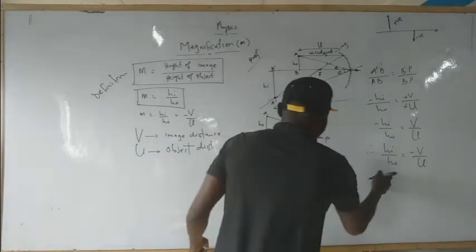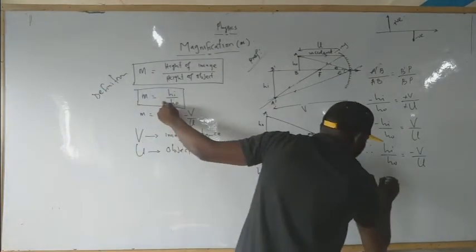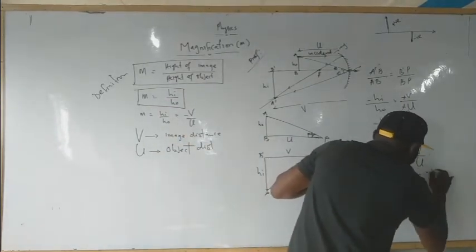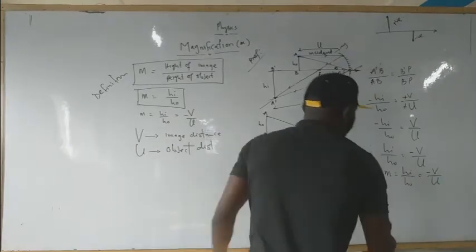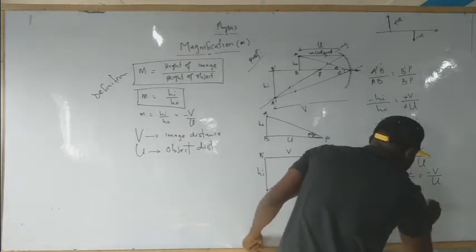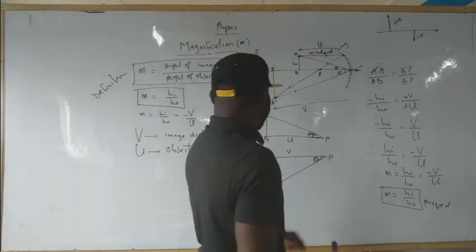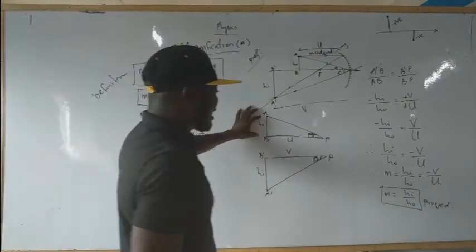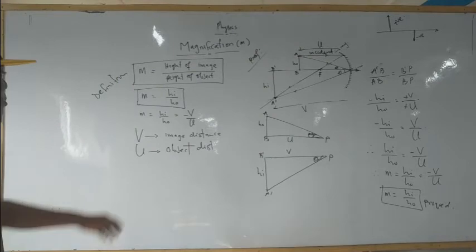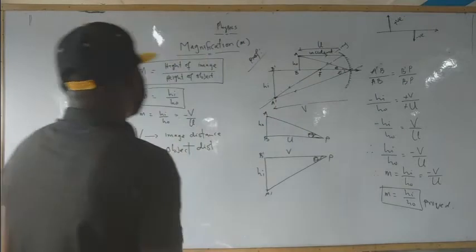So therefore, we know that HI over HO is magnification. Therefore, magnification equals HI over HO equals minus V over U, which is the same thing as we set out to prove. Where HI is the height of the image and HO is the height of the object. The negative sign means that magnification is minus V over U.